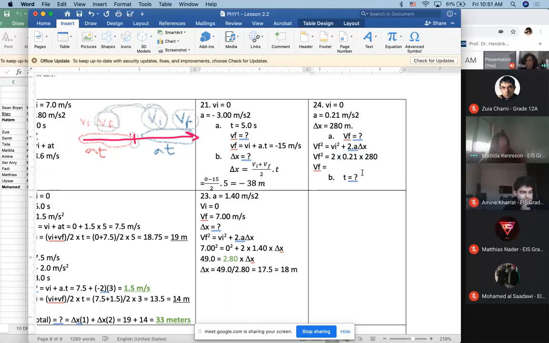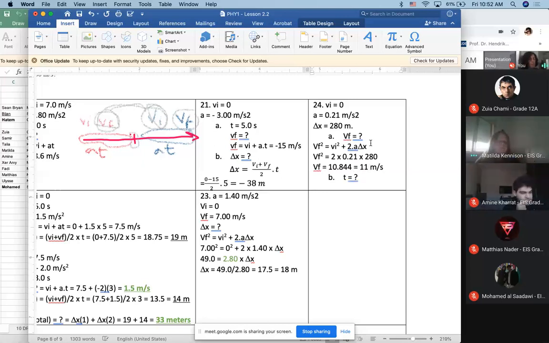I need to ask Samir, but Samir did not submit his work. But Samir can help me anyway. Samir, do you have a calculator? Final answer, I got 10.844. Okay, let me round to 2 sig figs. It's gonna be 11 meters per second.